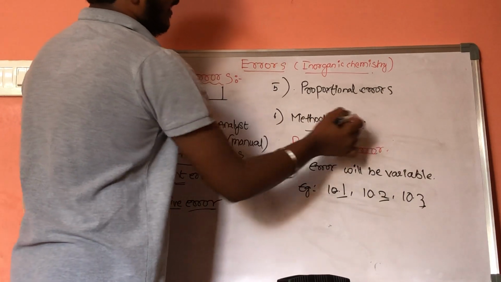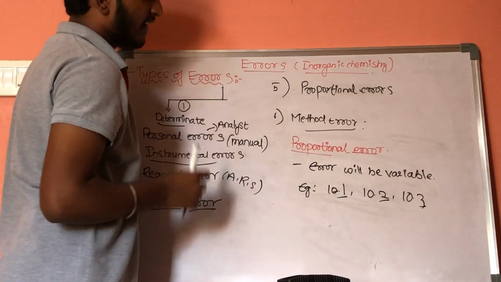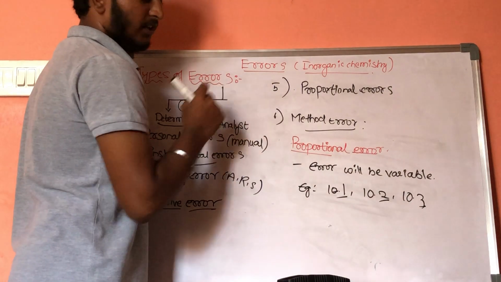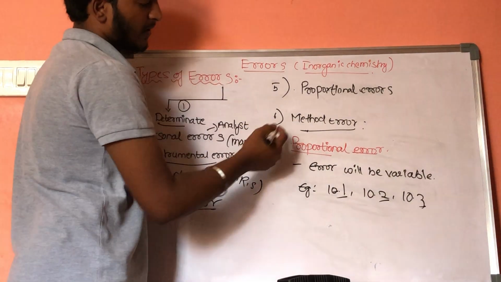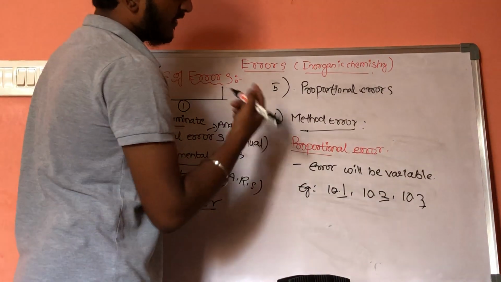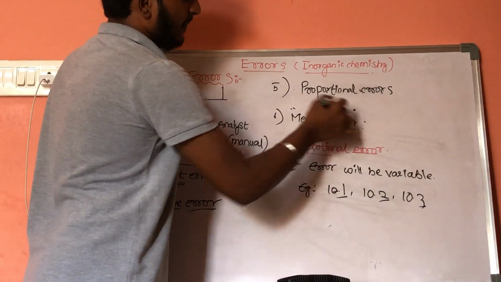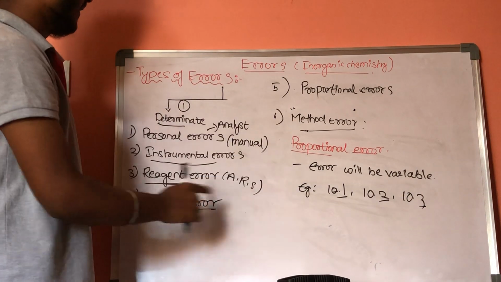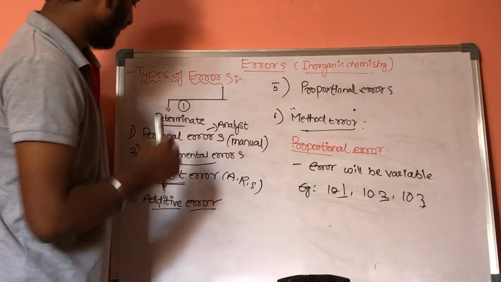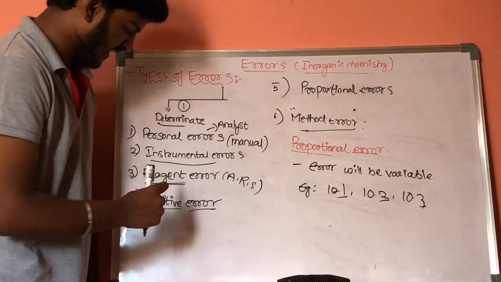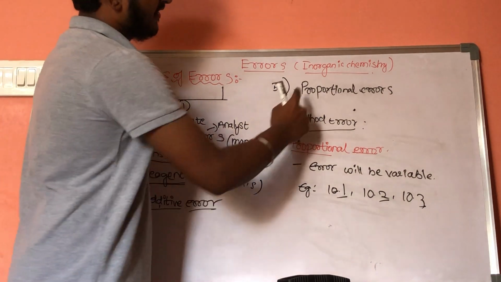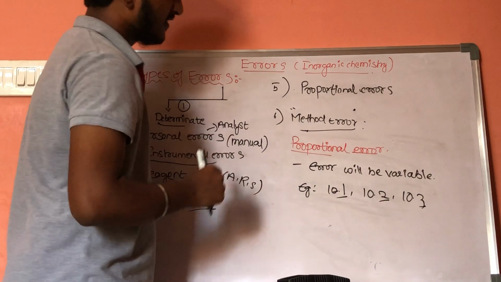Now, method error. What is method error? For every analysis process there will be a suitable method. If we use a method which is not suitable for the analysis process, then it will result in the formation of method error. These are the 6 types of determinate errors. First one is personal error, second one is instrumental error, third one is reagent error, fourth one is additive error, fifth one is proportional error, sixth one is method error.